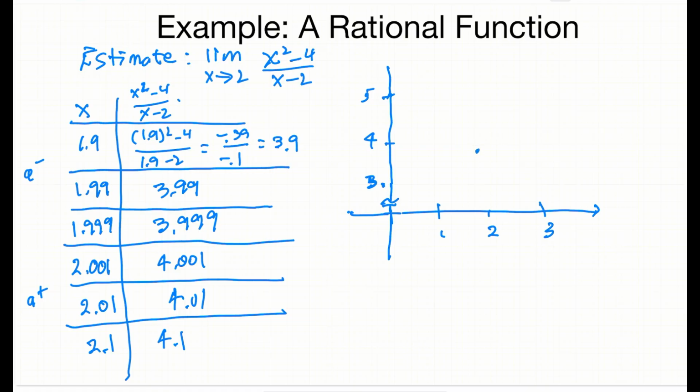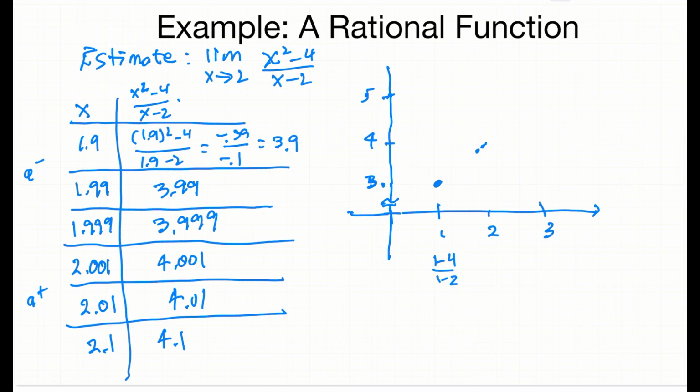At 1.999, we get really close to 4. And at 1.9999, it's kind of hard to plot on this graph, but we've got some points right there. Now let's take a look at putting 1 in there. We get 1 minus 4 divided by 1 minus 2. That's minus 3 divided by minus 1, so that's going to be a 3.